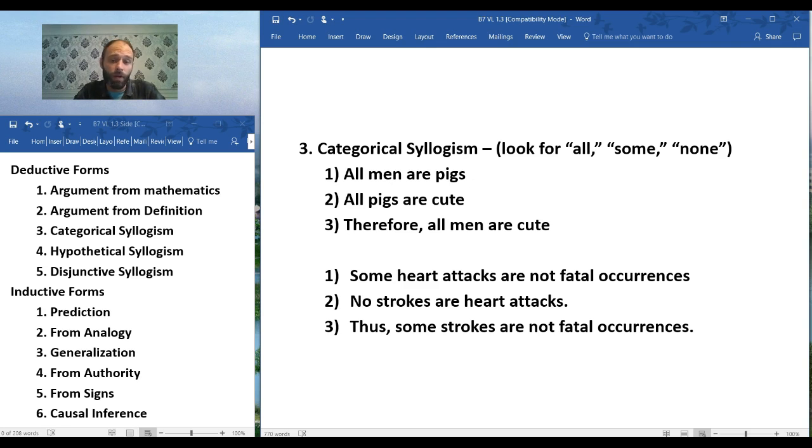Then look at the following argument. 1, some heart attacks are not fatal occurrences. 2, no strokes are heart attacks. 3, thus, some strokes are not fatal occurrences. So here we see the terms some and no. And again, these are talking about members of specific categories that have certain qualities. These will all be deductive arguments. They're attempting to prove their conclusion with absolute certainty.